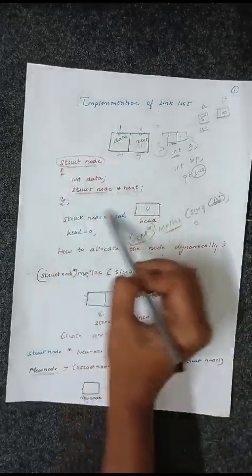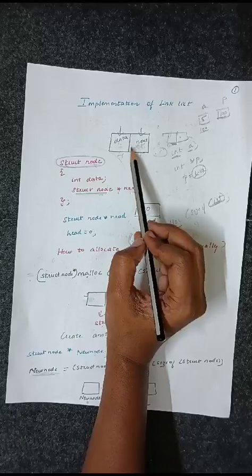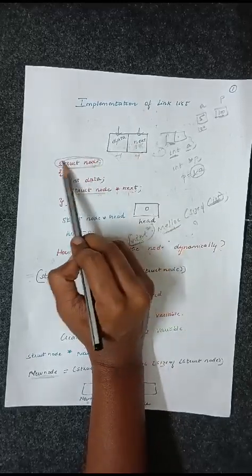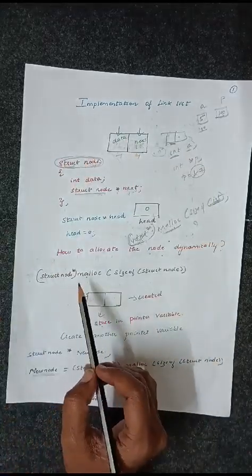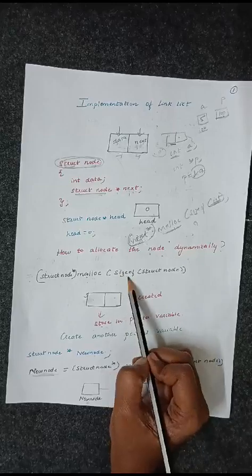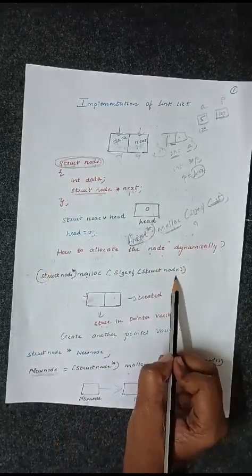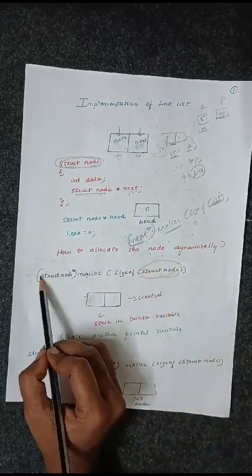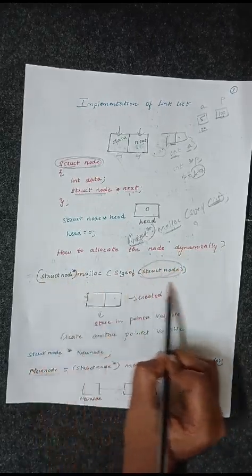So for this node, I want to allocate the node dynamically. How to do that? I have to typecast to this data type. So how to write the malloc function? Malloc, open bracket, sizeof, what is my data type? Struct node, and I have to typecast to this data type. So I'm giving struct node asterisk. Hope you get this line.